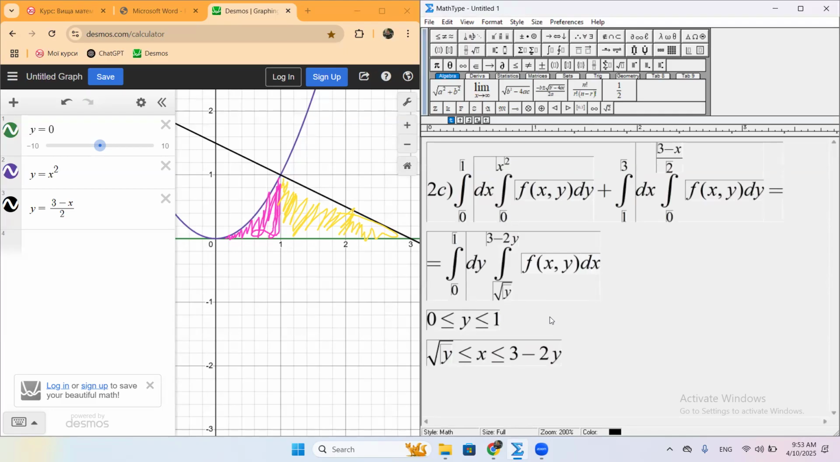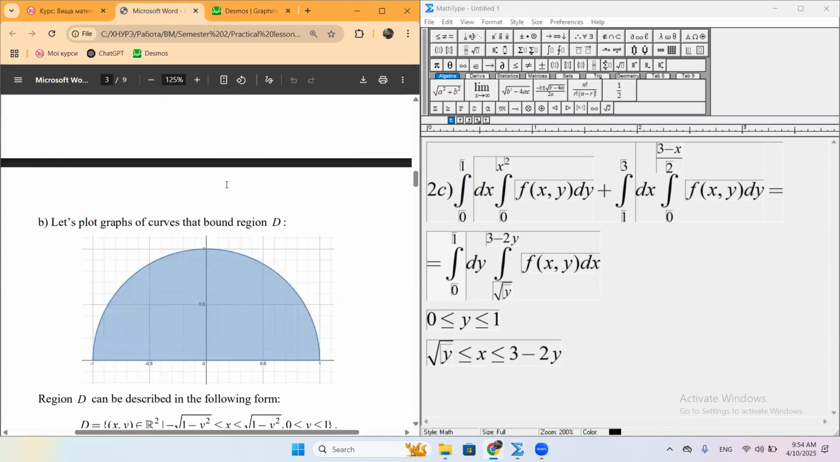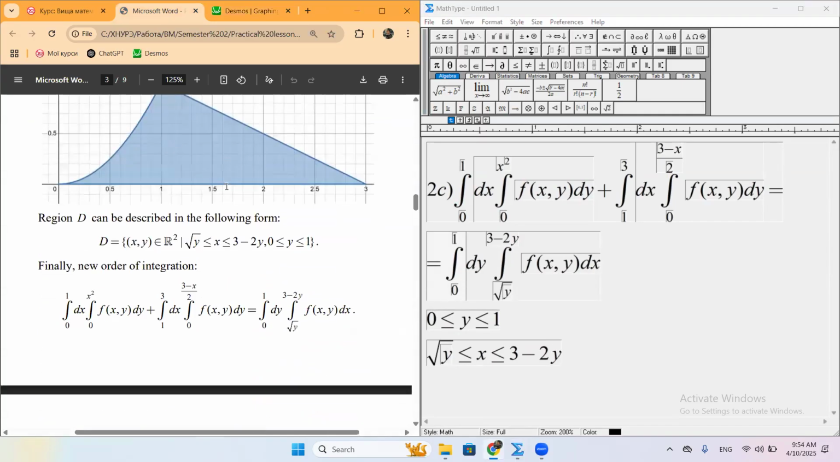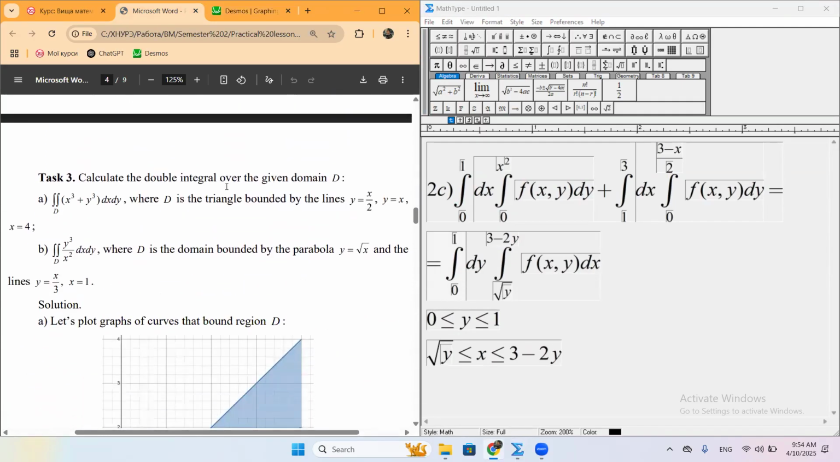So any questions about this exercise? Okay, I guess no questions. Moving next. But first of all, cleaning all drawings. And now we will calculate double integrals.